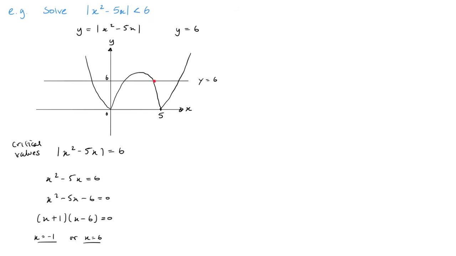These two values happen after the modulus sign has affected our graph. Okay, that means that this modulus sign has changed a negative value into a positive value. To find those critical values, we need to take x squared minus 5x and change that into a negative. So this is what we've got: minus x squared plus 5x equals 6. Taking it to the other side, we've got x squared minus 5x plus 6.